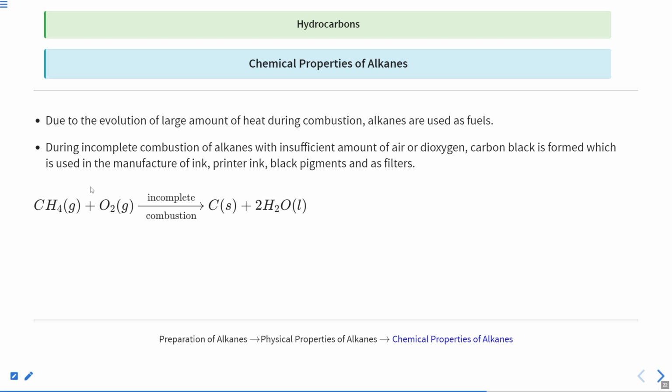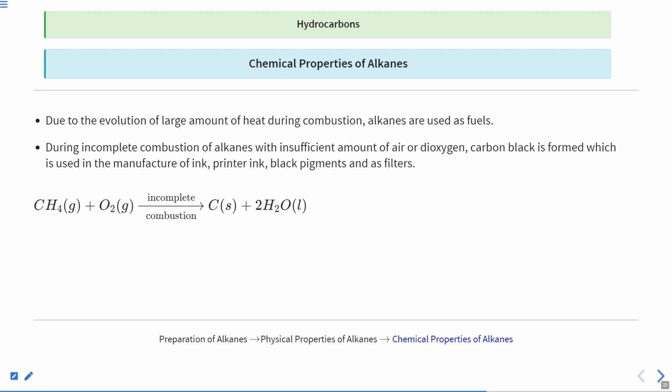Now, in the previous reaction we had complete combustion. This reaction is incomplete combustion. So what is incomplete combustion? In incomplete combustion we supply a limited amount of oxygen, and that results in dangerous products.